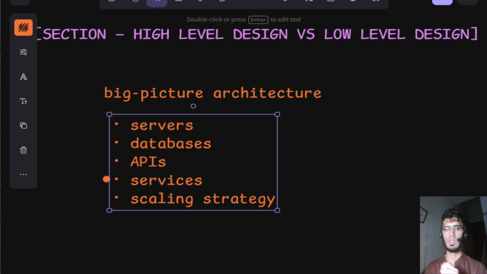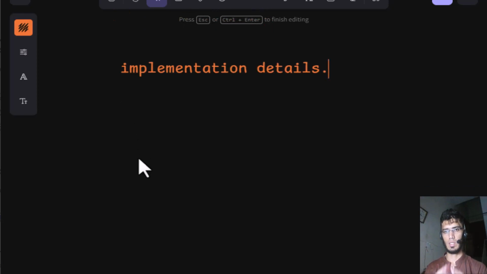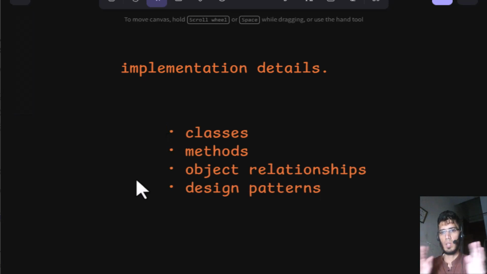Now let's come towards the second, low level design. Low level, as the word says, means implementation details. Yes, you guessed right. Implementation details, like how you will implement either the functional requirements or non-functional requirements. It involves classes, methods, object relationships, and design patterns. So these are the things that are included in low level design.